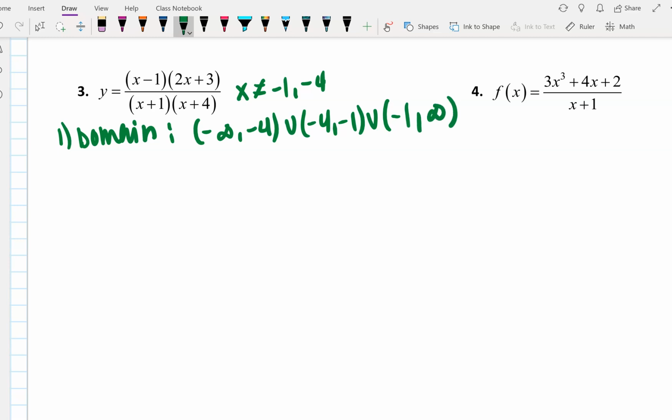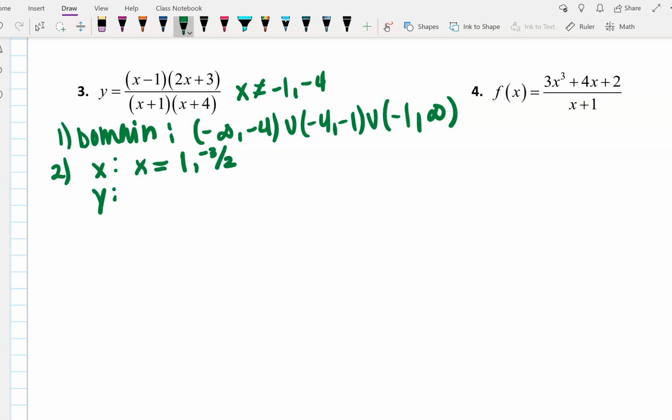These are pretty much how rationals are going to go. So then your x and y intercepts. Okay, so if the top is equal to 0, what are your solutions? So x here is going to equal +1, or, because it's solutions, -3 over 2.